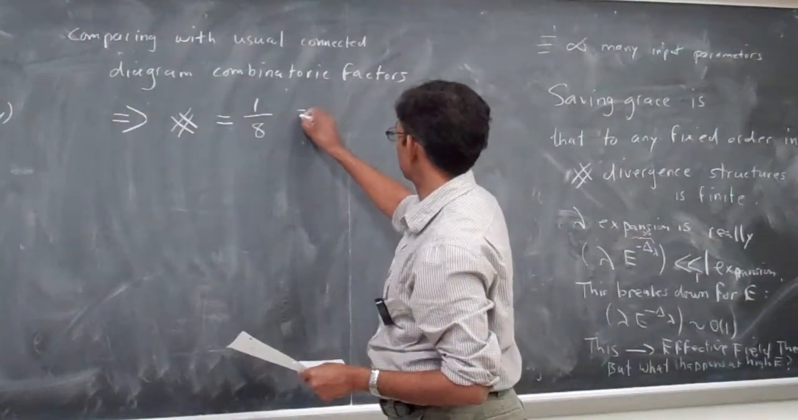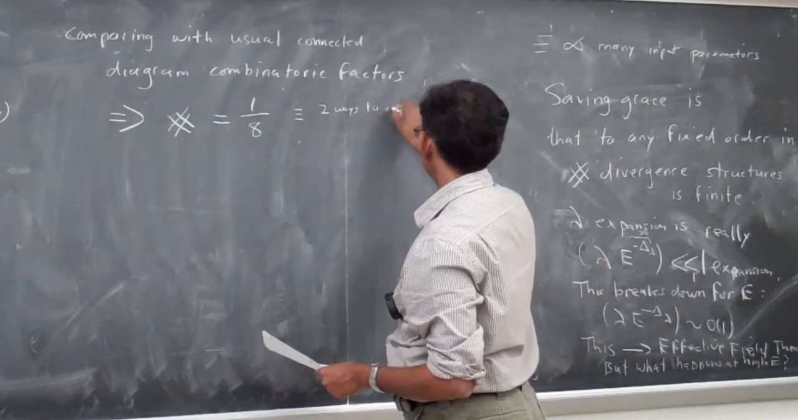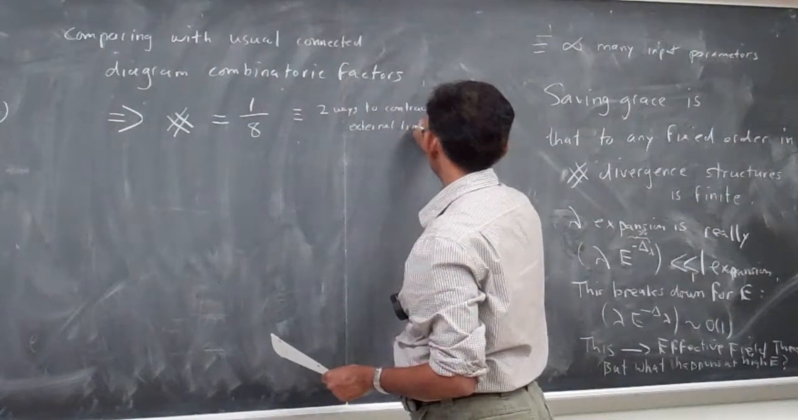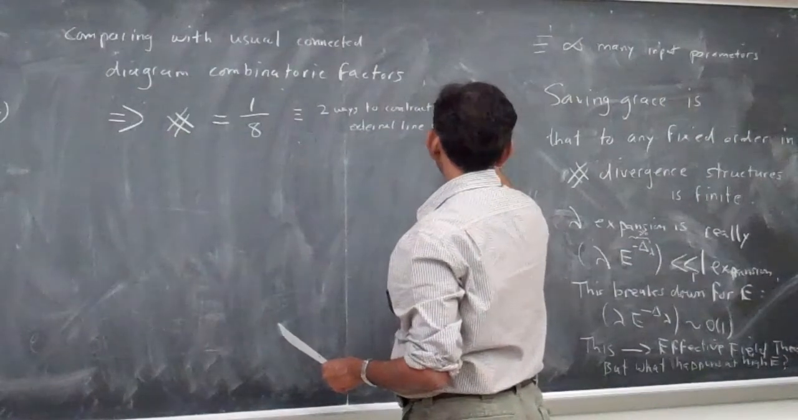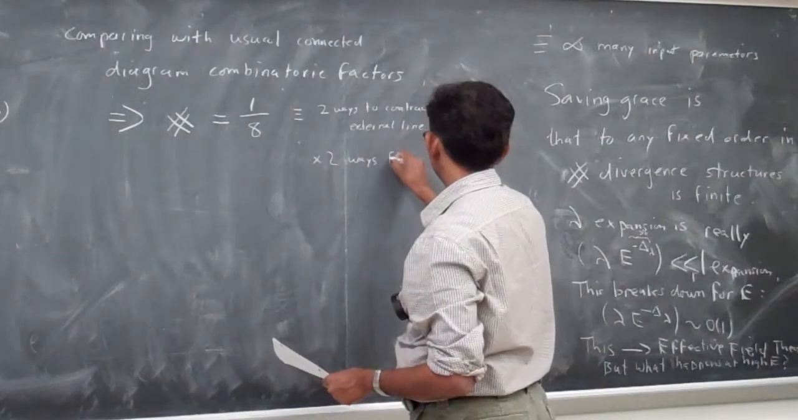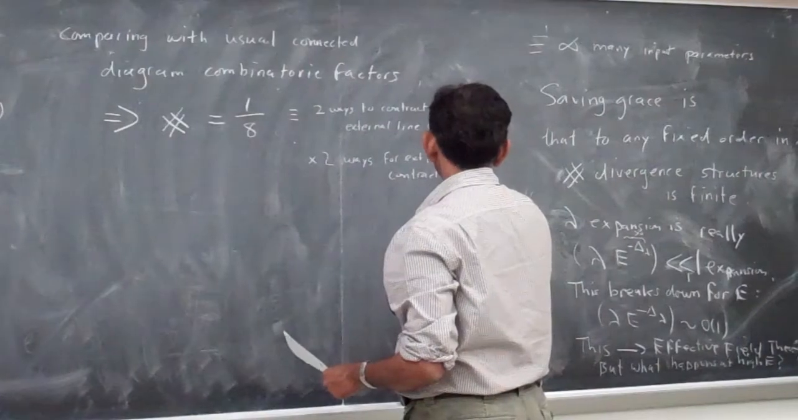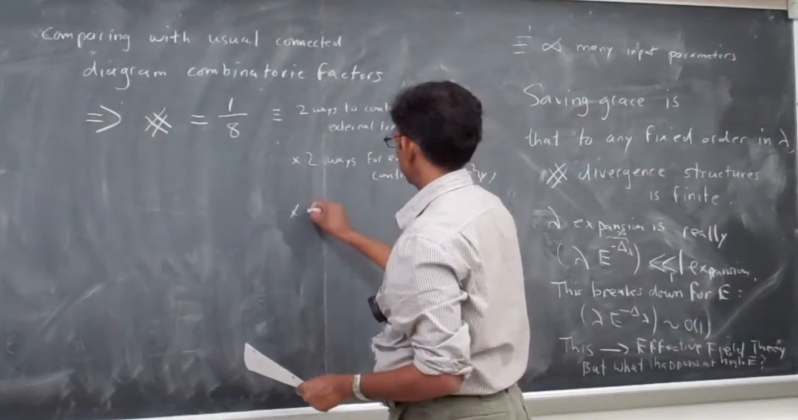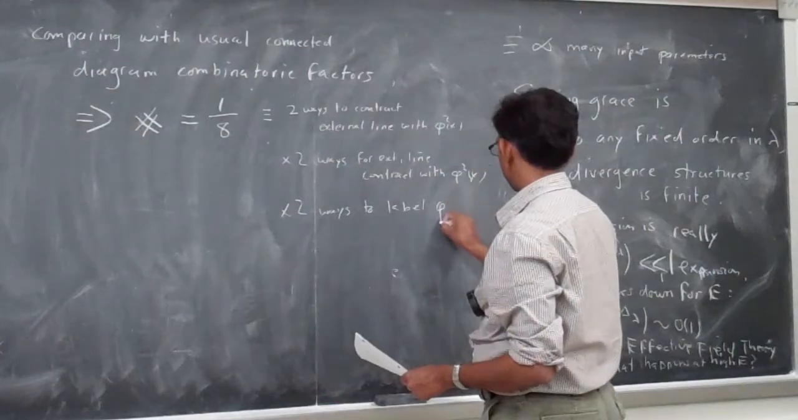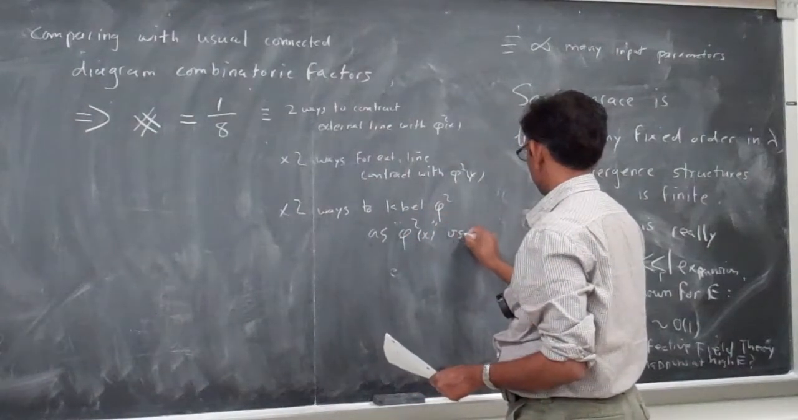Okay, it corresponds to 2 ways to contract an external line with, say, phi squared x, times 2 ways for an external line to contract with phi squared y, times 2 ways to label phi squared as phi squared x versus phi squared y.